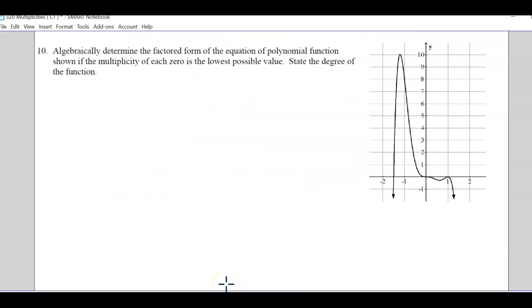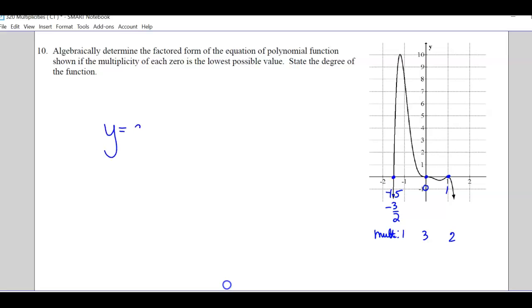Algebraically determine the factored form of the equation of the polynomial function shown. If the multiplicity of each zero is the lowest possible value, state the degree. So you want to look at each x-intercept here. Okay, so that x-intercept is negative 1.5, which as a fraction is negative 3/2. That's 0, and that's 1. Okay, this goes directly through, so that's a multiplicity of 1. This zigzags through, so multiplicity of 3. That's a U-shape, multiplicity of 2.